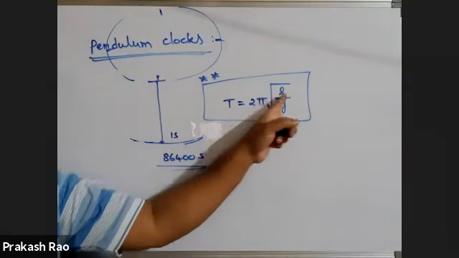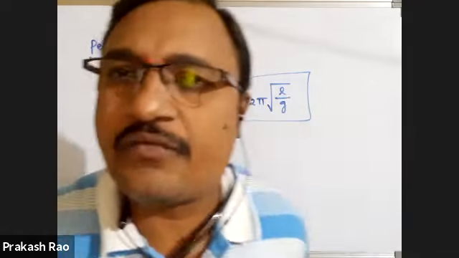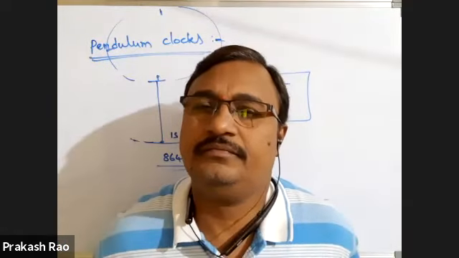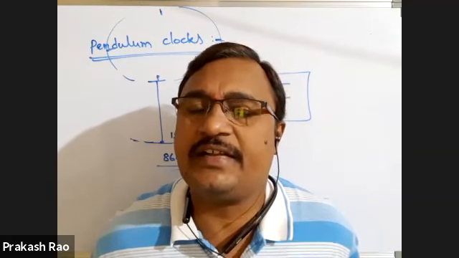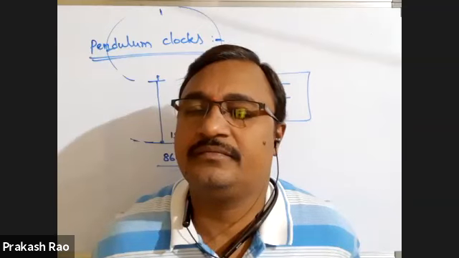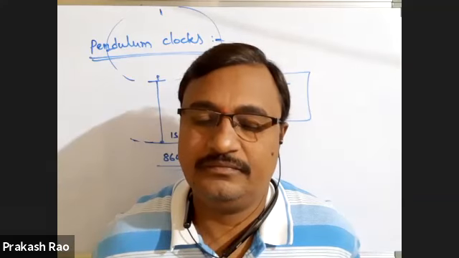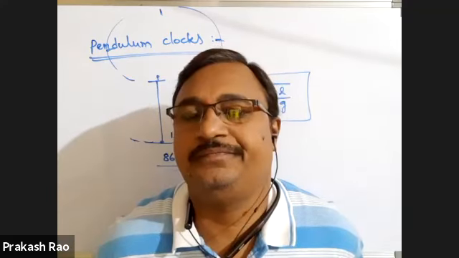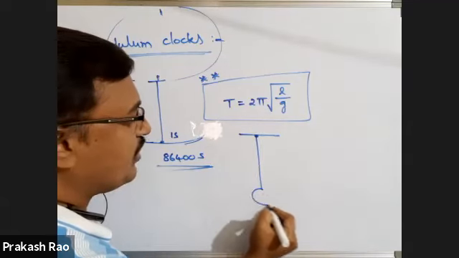L is the length of the pendulum. What is the length of the pendulum? Is the length of the pendulum equal to the length of the thread? Yes, sir. Next, any others? Wrong it is. Length of the pendulum means it is the separation distance between the point of suspension and the center of the bob.